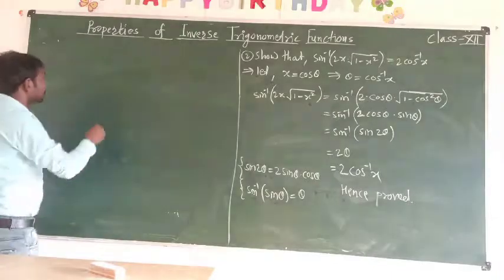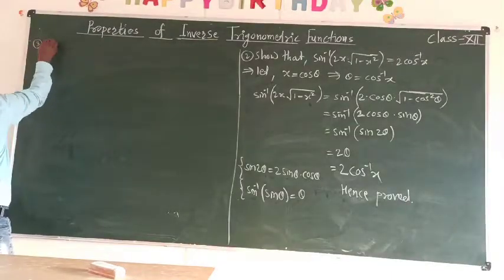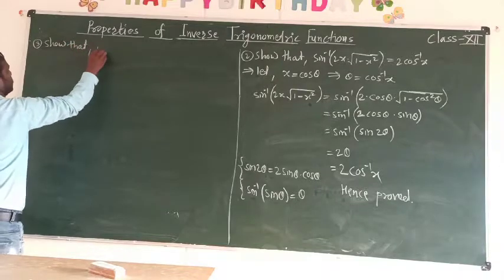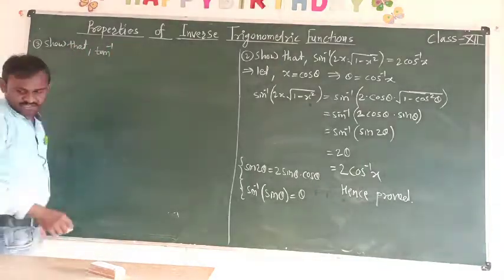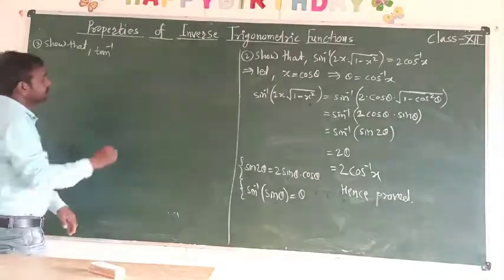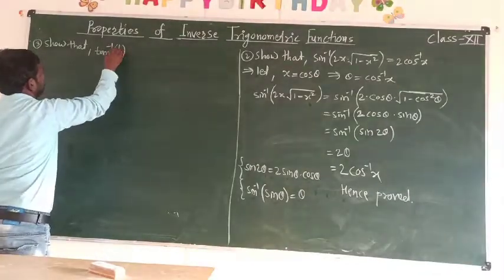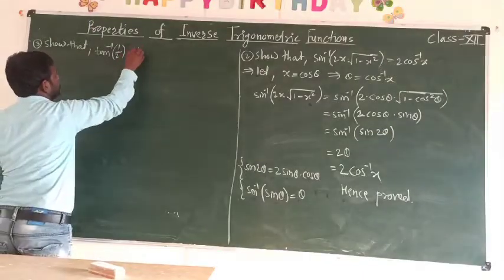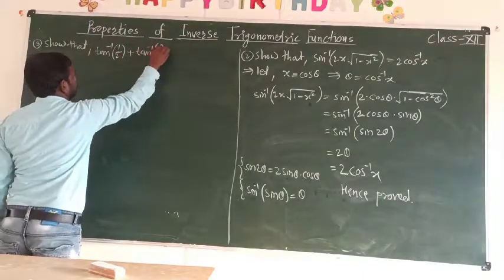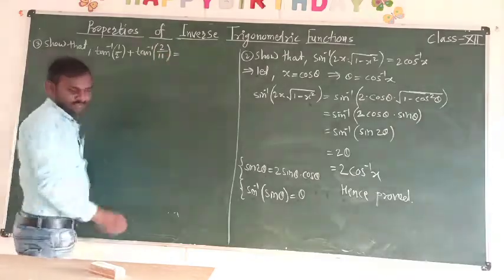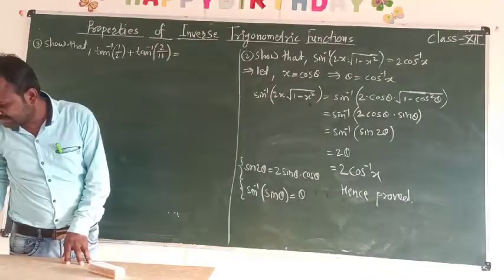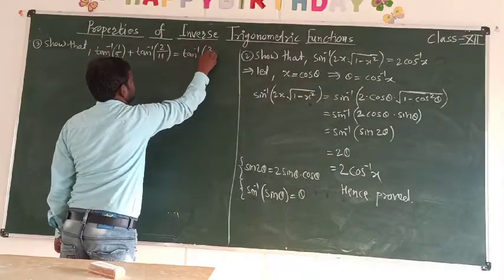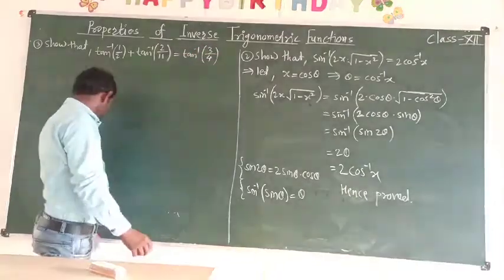Example number 3. Show that tan inverse 1 by 2 plus tan inverse 2 by 11 is equal to tan inverse 3 by 4.